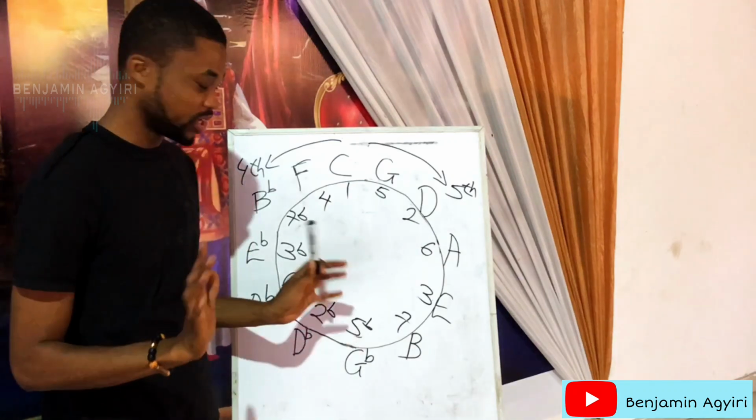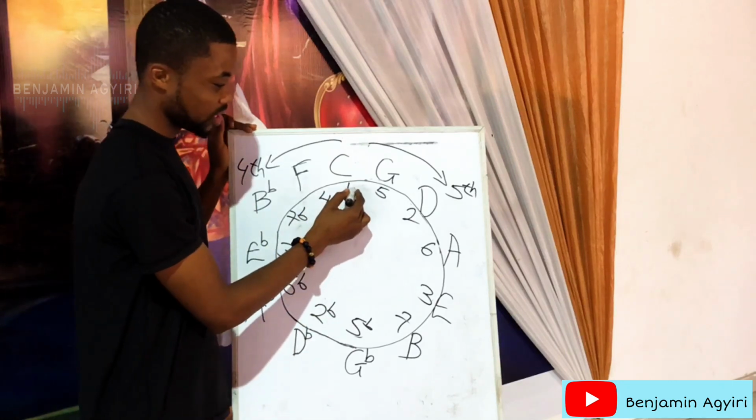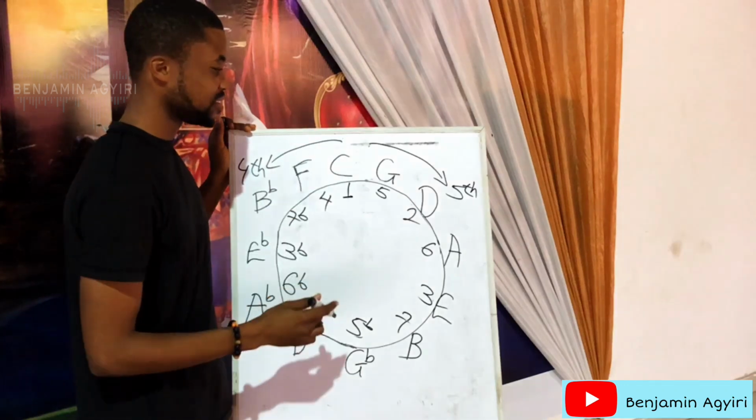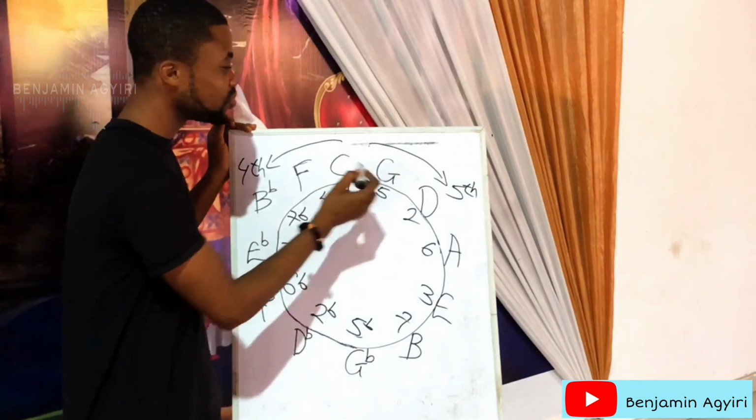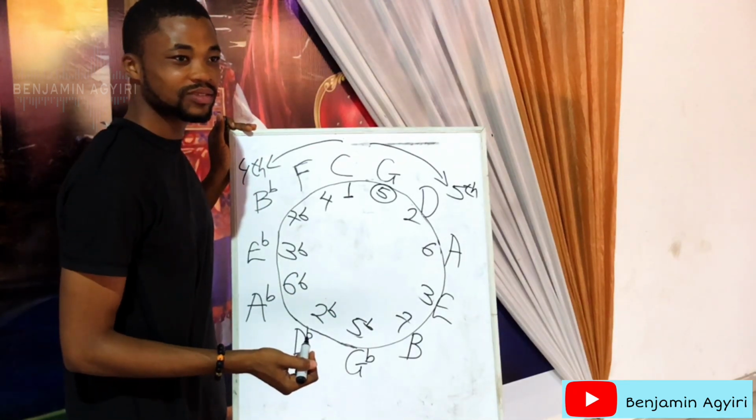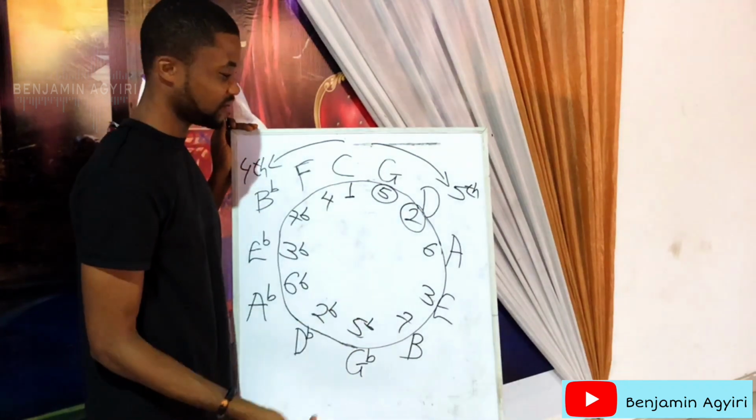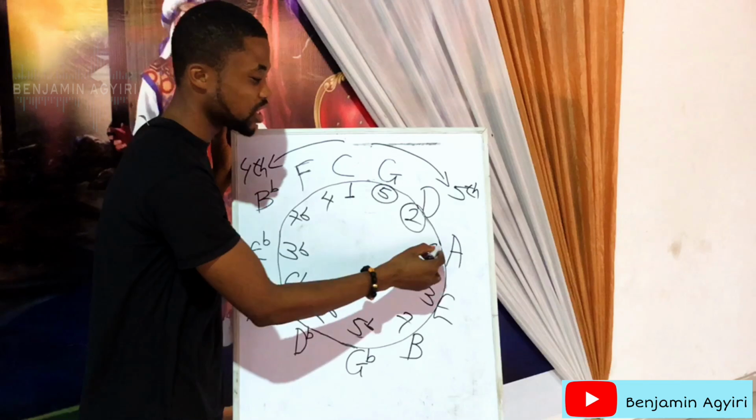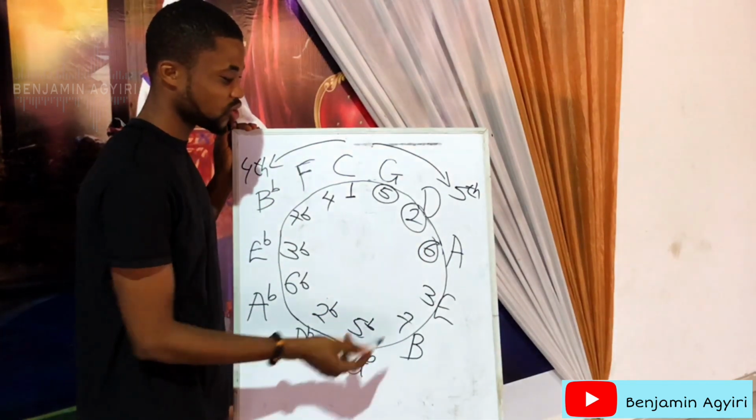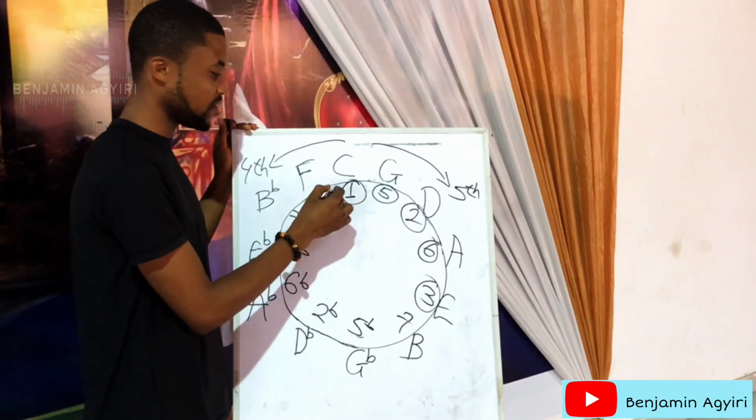Okay, so this is what we are saying. Your target is to play 1. Okay, 1 is your target. You want to go to 1. The cycle of fourths and fifths is saying you can play a 5 before you play the 1. If you want to play a 5, you can play a 2 before you play a 5. If you want to play a 2, you can also play a 6 before you play a 2. You can also play a 3 before you play a 6. You can play 1 before you play a 4.